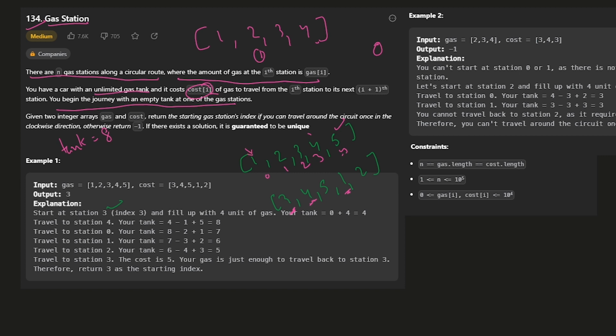So now I can say that spend this much amount of gas and add this much. So I'm going to say 8 minus 2, that is nothing but 6 plus 1, that is 7. So I have now tank 7.